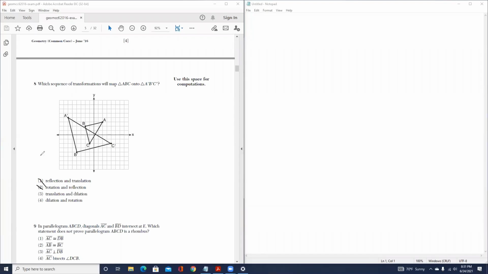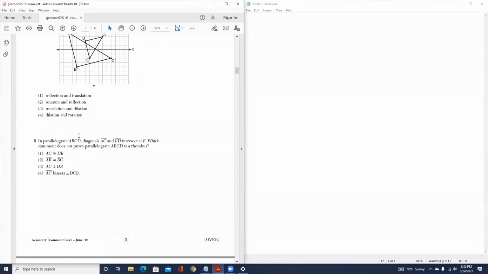We know that there also must be a rotation because in order for line segment AB, line segment BC, and line segment CA to all be parallel to their prime counterparts, they have to be rotated. There's no way to make, let's say, line segment AC parallel to line segment A prime C prime by translating alone. So in this case, we can also eliminate 3, and that leaves choice 4, dilation and rotation.